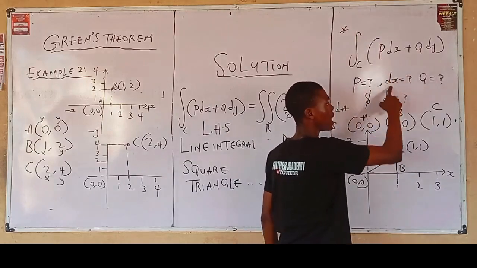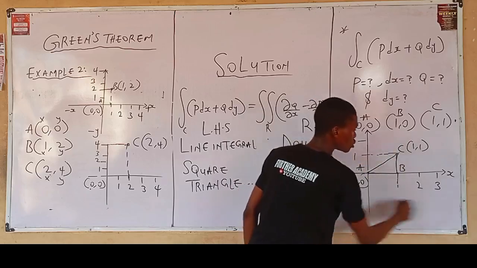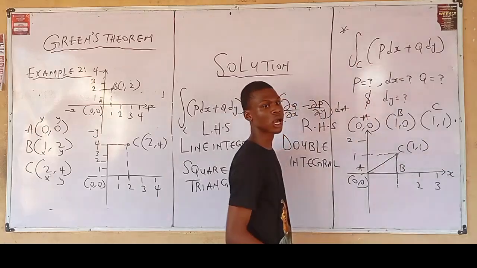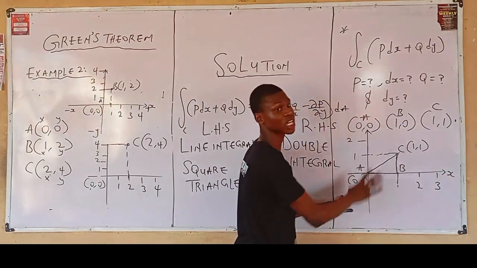P, I need dx, I need Q, and I need what? dy. This is what I'm going to use. From here, I'll be applying this formula to each segment. I'm having 3 segments here.